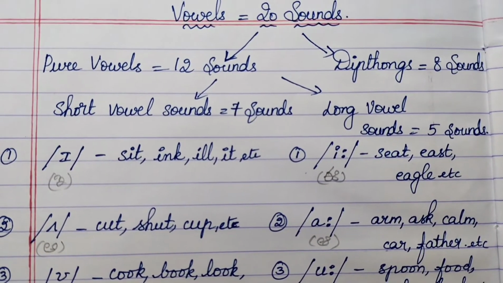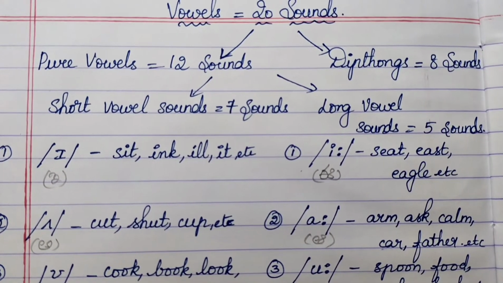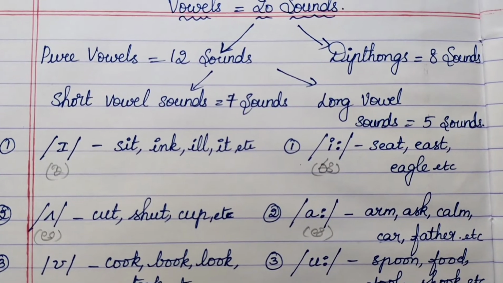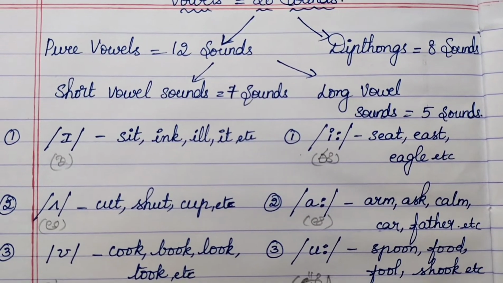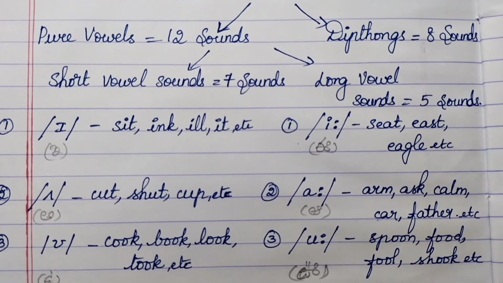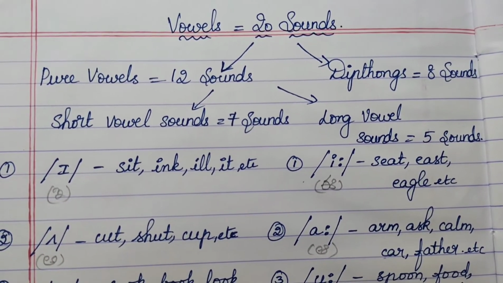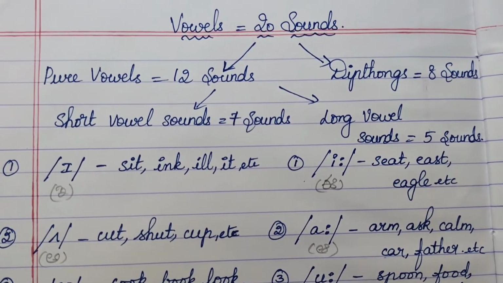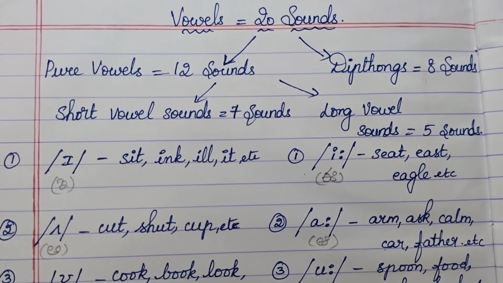Now we have reached the interesting phase of vowel sounds. We have 20 vowel sounds, and in that, 12 pure vowels and 8 diphthongs. Those 12 pure vowels are again 7 short and 5 long. I have given you a clear explanation with examples. Now we are going to start the interesting phase of vowel sounds. As we have already discussed, let us once again discuss. Vowel sounds are 20 sounds. Pure vowels are 12, diphthongs are 8. In those 12 pure vowels, 7 are short and 5 are long.